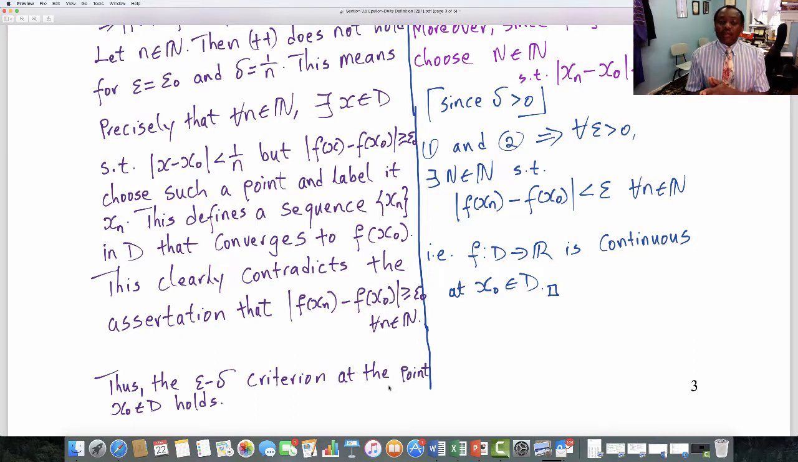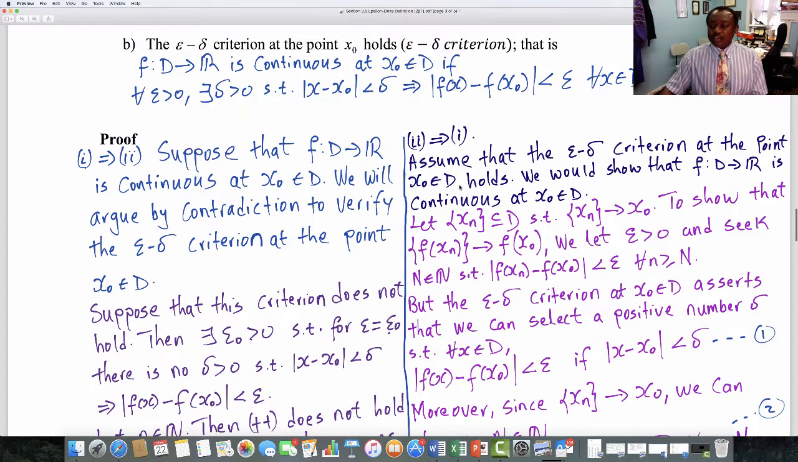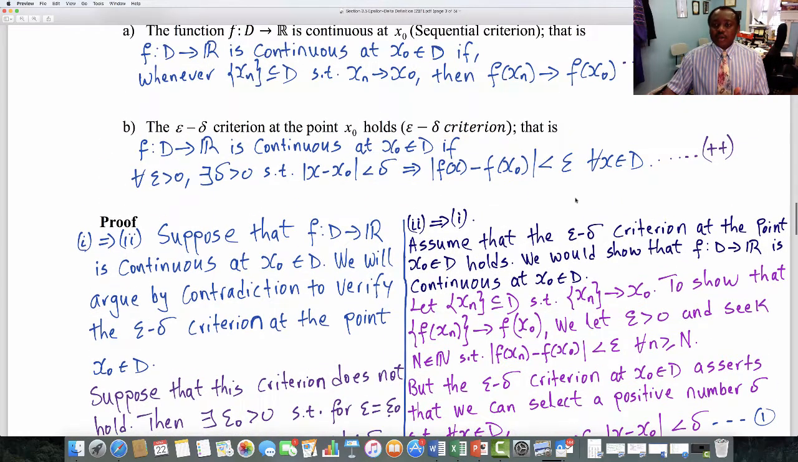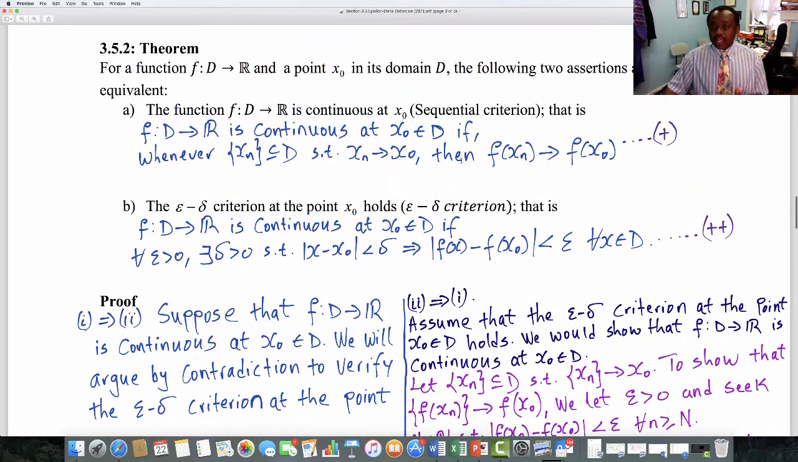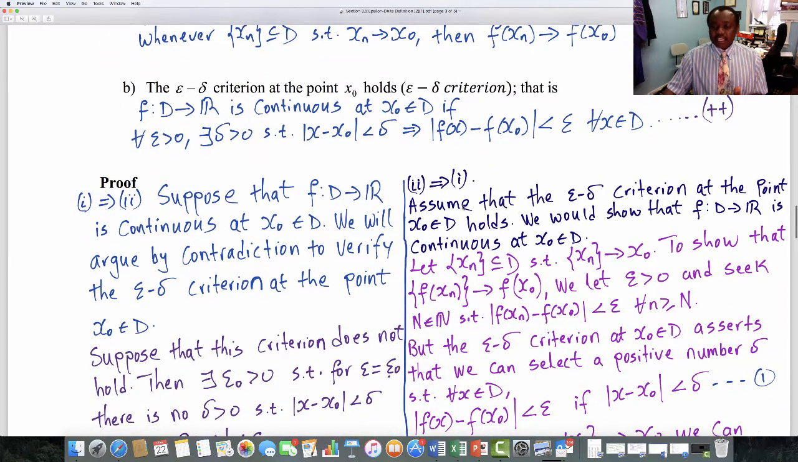Now let's go ahead and look at the reverse. B implies A. Assume that the epsilon delta criterion at the point x naught in D holds. We would show that f from D to R is continuous at x naught in D. We would verify the sequential criterion for continuity. And what does that say? Suppose xn is a sequence in D such that xn converges to x naught. We have to show that the sequence f of xn converges to f of x naught.